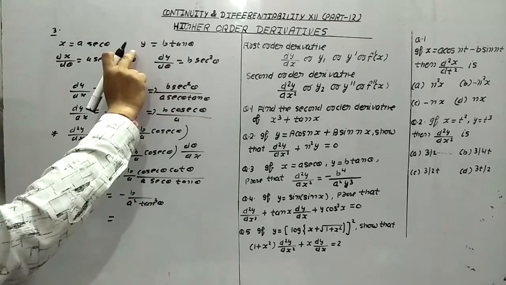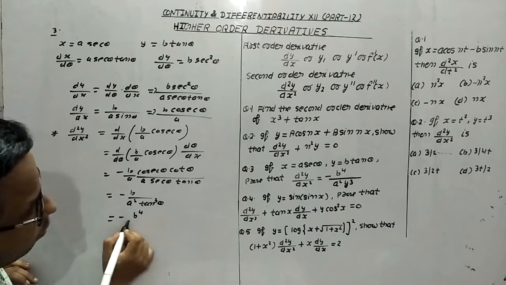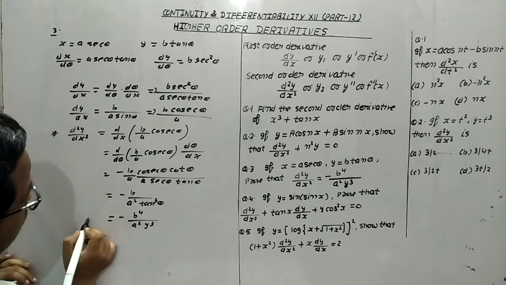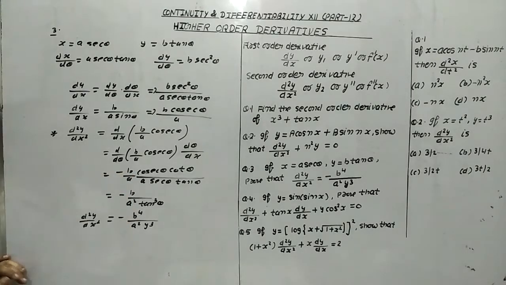And we have tan theta is equal to y upon b. It means the cube gives minus b^4 upon a square y cube. So this is the answer for d2y by dx square. So this is a very, very important question. So let's start with question number 4.